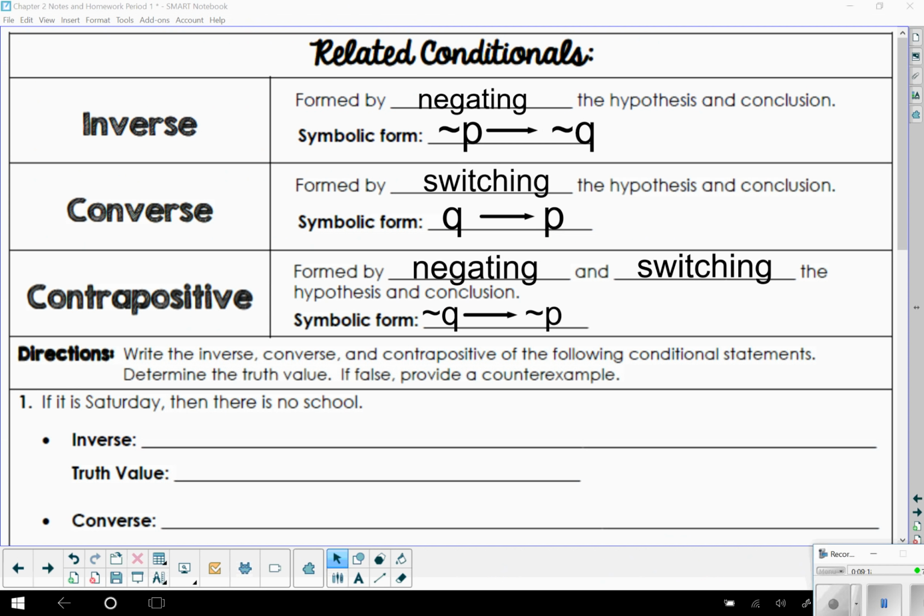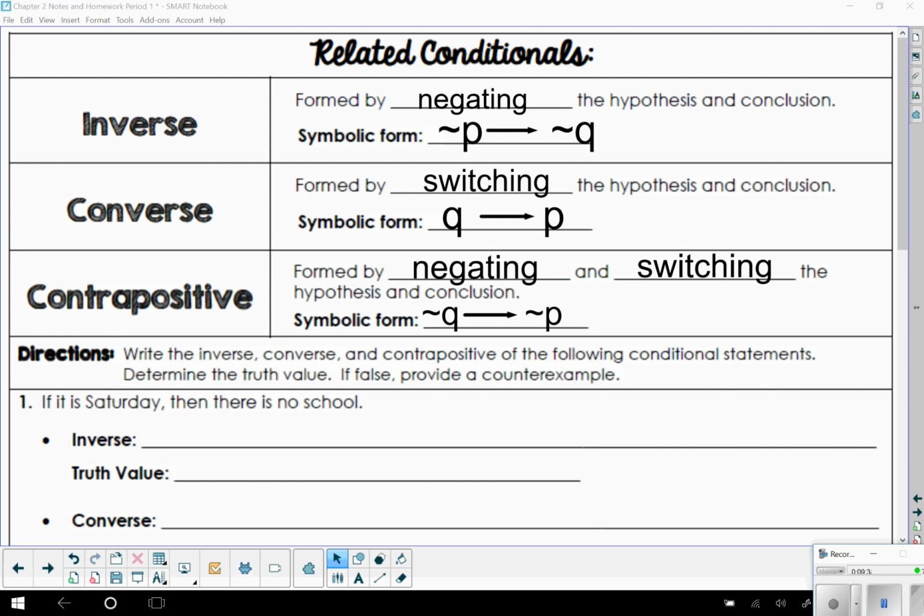Okay, so the inverse is formed by negating the hypothesis and the conclusion. So when you read something, you just put not in there, somehow saying that it's not happening. The converse, you're just switching the hypothesis for the conclusion. Simple as that.